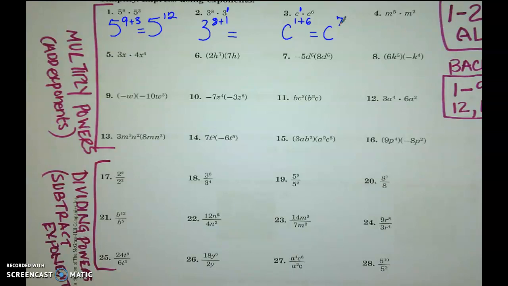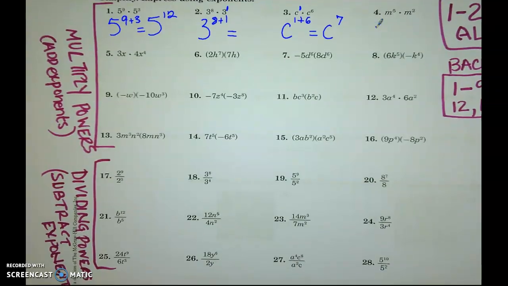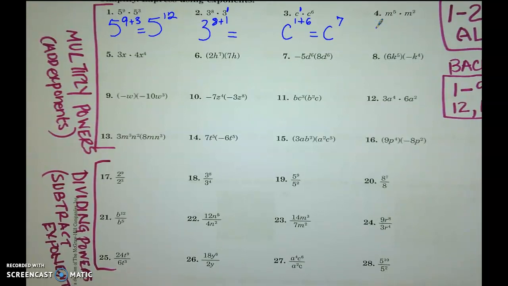Okay. Number 4. You have m to the 5th times m to the 2nd. I want you to go ahead and do that one on your own. Number 5, we start having coefficients in our expressions. So let's break it apart. We have 3 times x to the 1st. Remember, when we don't see the exponent, it's to the 1st power.